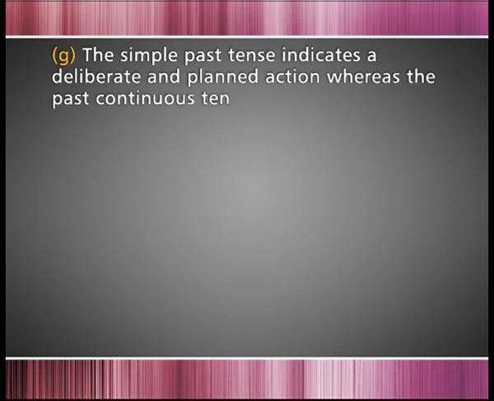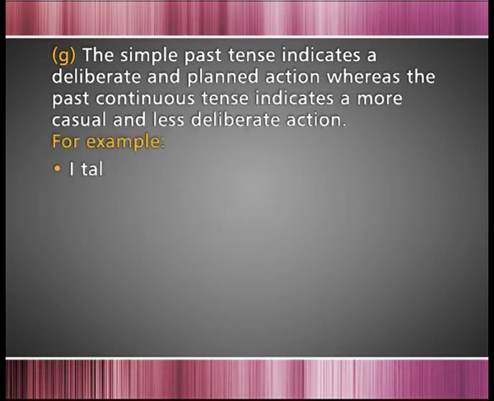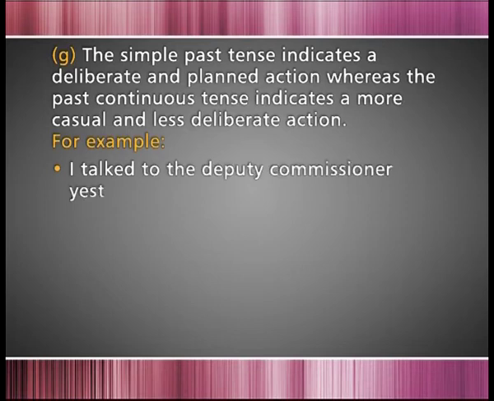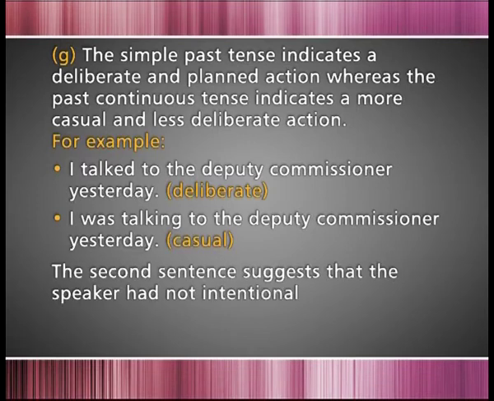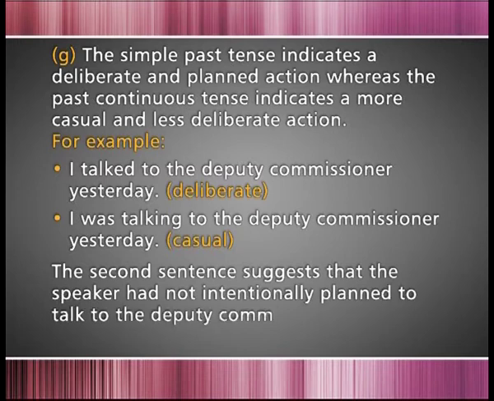G. The simple past tense indicates a deliberate and planned action, whereas the past continuous tense indicates a more casual and less deliberate action. For example, I talked to the Deputy Commissioner yesterday. Deliberate. I was talking to the Deputy Commissioner yesterday. Casual. The second sentence suggests that the speaker had not intentionally planned to talk to the Deputy Commissioner.